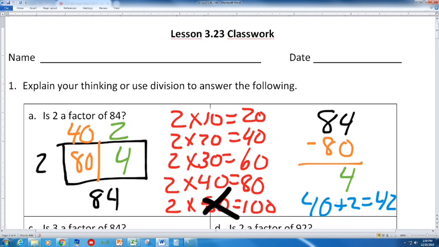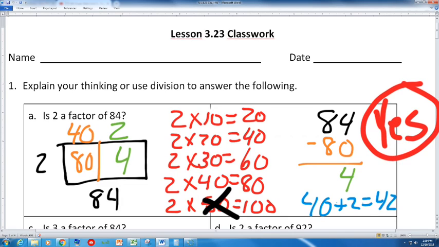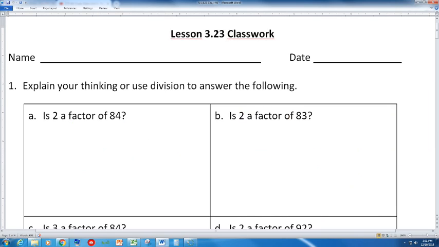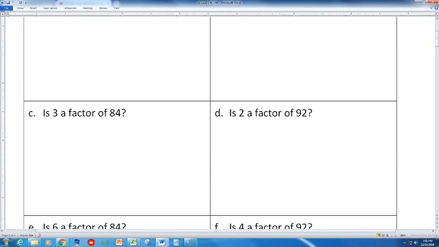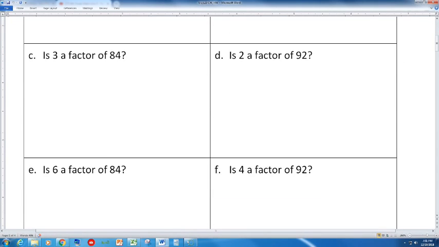So is 2 a factor of 84? We can see that there is no remainder, and since there's no remainder, that means yes, it is a factor of 84. So when we do division, if there is no remainder, then it is a factor of that number. Okay, so let's go ahead and we can do 2 more.